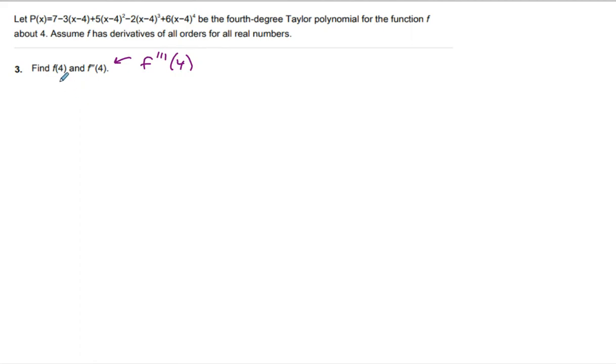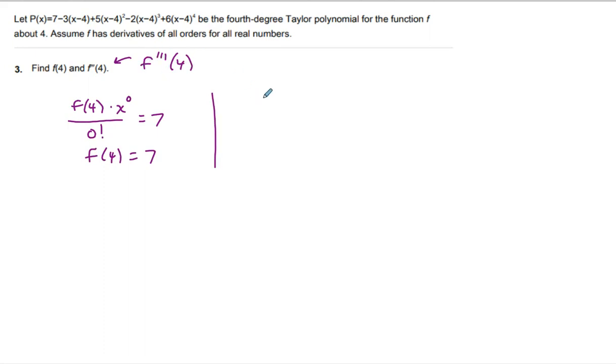But here's what we know. From the development of Taylor polynomial, we know that f of 4, that's the original function, shows up in the very first term. And the first term really would be f of 4, this is the 0th derivative, so it's just the function, times x to the 0 divided by 0 factorial. And what I can see is that's going to equal 7. Well, these are both 1s, so f of 4 is just 7.